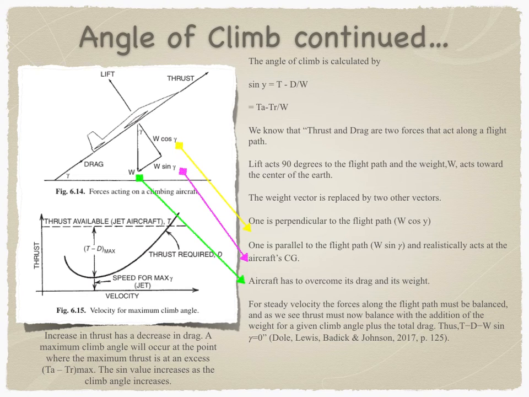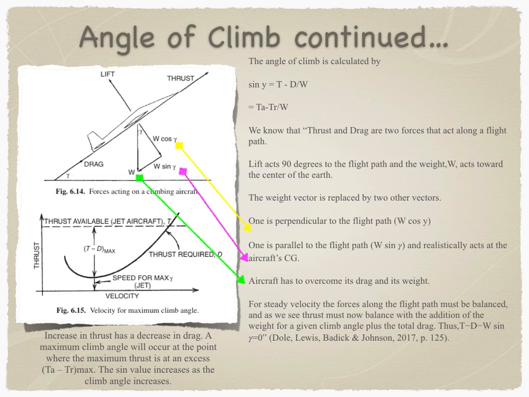For steady velocity, the forces along the flight path must be balanced, and as we see, thrust must now balance the addition of the weight component for a given climb angle plus the total drag. Thus, thrust minus drag minus weight sine gamma equals 0. They have that rewritten as sine gamma equals thrust minus drag divided by weight, which can equal thrust available minus thrust required divided by weight.